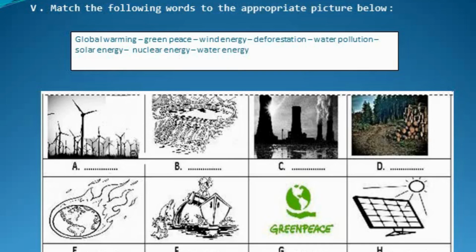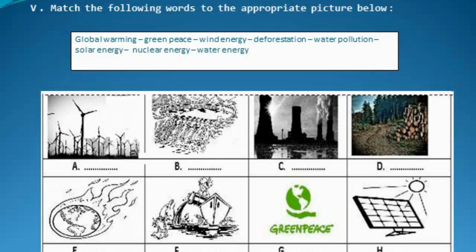This is, of course, wind energy. Next one, you have water here around. This is water energy, using water to create energy. This is nuclear energy. Here we have trees that are cut down. This is deforestation, of course. This sign means global warming. Next one, you have rubbish on water. People throw garbage and some sea animals are suffering. This is water pollution.